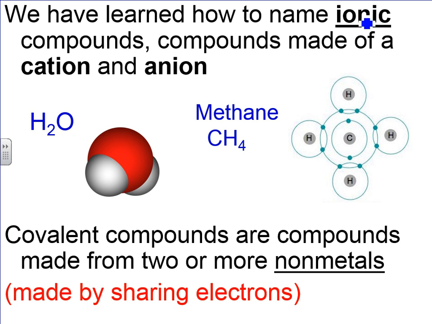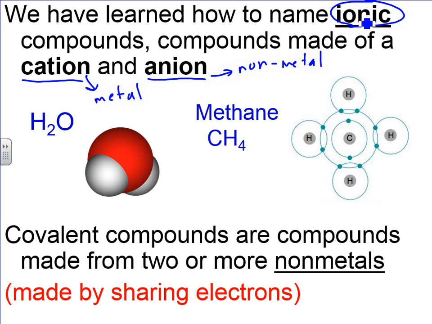So we've talked about ionic compounds before, and ionic compounds are made of ions, namely a cation and an anion, and usually the cation comes from a metal, and the anion comes from a nonmetal. In the case of covalent compounds, you have two or more nonmetals. Now again, this is usually; there are exceptions, and the classic example is water. Water is a covalent compound.